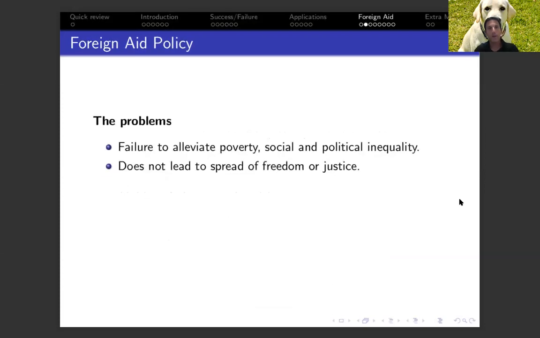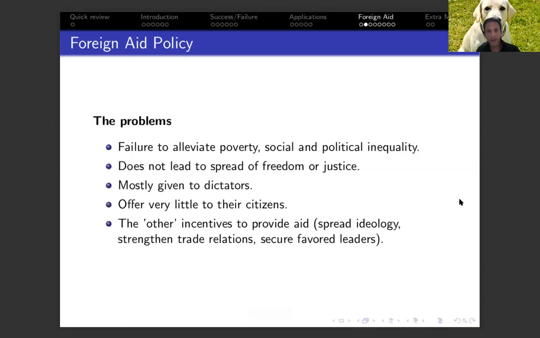Some of the problems. Overall, aid programs have shown a pretty substantial failure to alleviate poverty or to promote economic, social, and political equalities. They do not lead to the spread of freedom or justice. And one of the main problems leading to that is that aid is usually given to dictators or leaders of dictatorships, who steal most of this money and offer very little towards the improvement of the lives of their citizens.